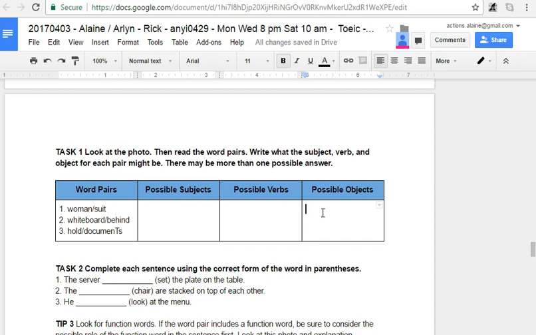Subject from, the subject is doing a... have a verb, doing something. Okay, so here, the possible subjects are the words being described or being acted upon.